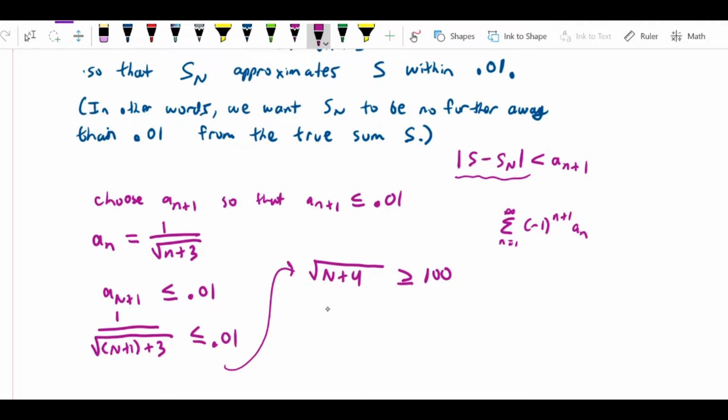I'm going to square both sides of this in order to solve for n, so that gives me n plus 4 is greater than or equal to 10,000. And then finally I'll solve the inequality by subtracting 4, so that gives me n is greater than or equal to 9996. So there's the answer.